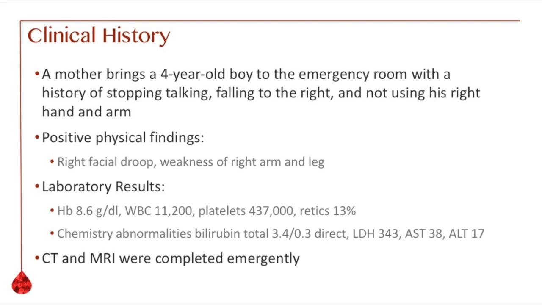His laboratory results are unchanged from his usual baseline, with a hemoglobin of 8.6 grams per deciliter, elevated white count and platelet count, and a reticulocyte percentage of 13%. Indirect bilirubin, LDH, and AST are all elevated.